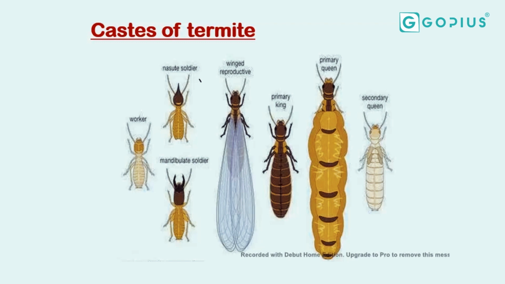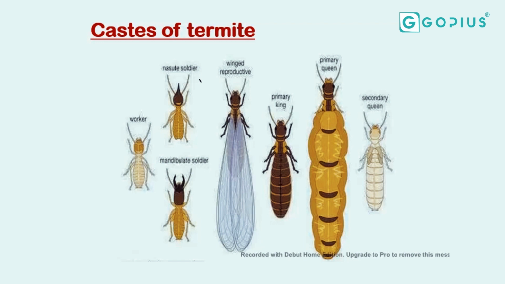Then we have the mandibulate soldier. The mandibulate soldier has a well-defined mandible and maxillae, which it uses to bite. And it can be very, very painful. That is the mandibulate soldier. Take note, both of them are sterile and they are both blind. They make use of their senses mostly, their sense of smell mostly.